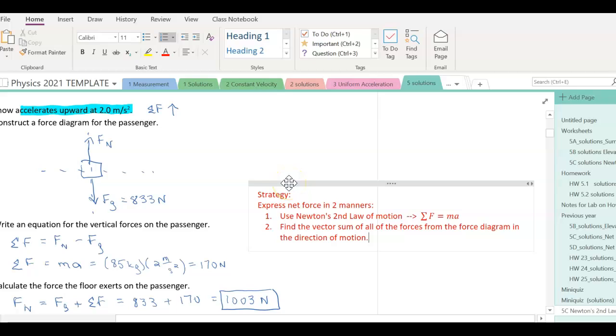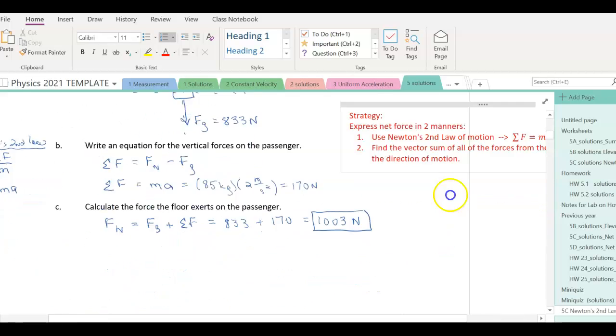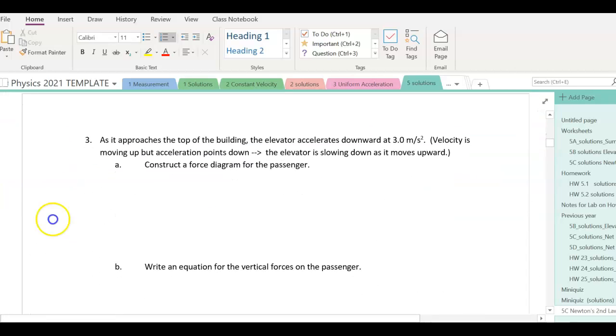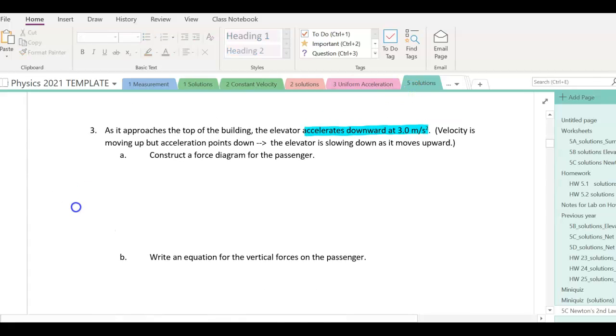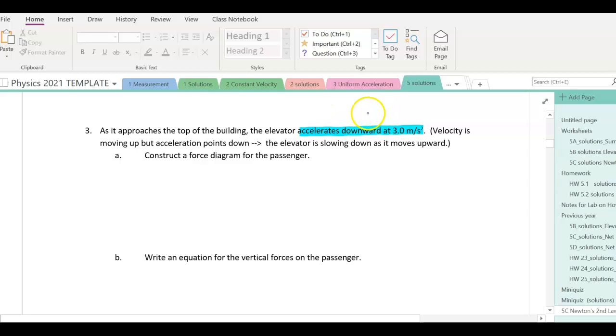Okay, so this is going to be our strategy going forward for these problems: finding net force in two ways. Okay, let's look at another example. Now we're talking about the elevator as it gets close to the top floor, and now it's accelerating downward at 3 meters per second squared. What they mean is that the acceleration is negative, so it's a negative 3 meters per second squared acceleration.